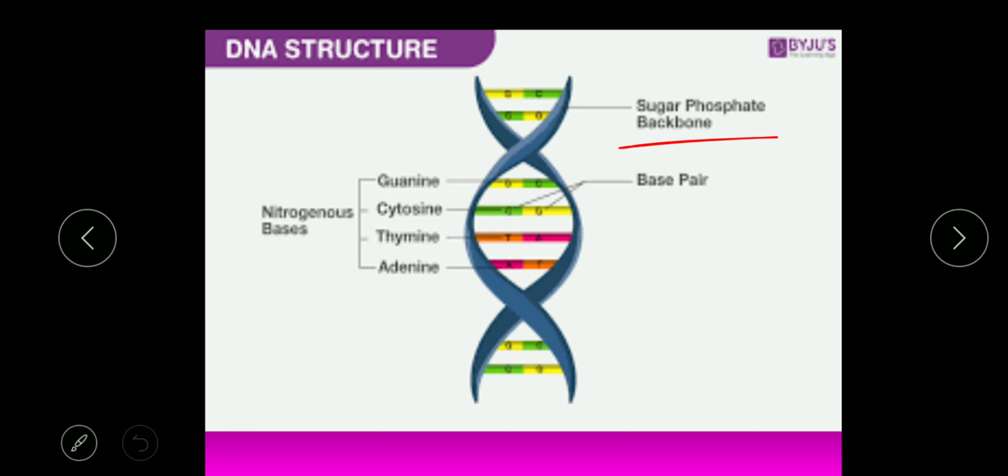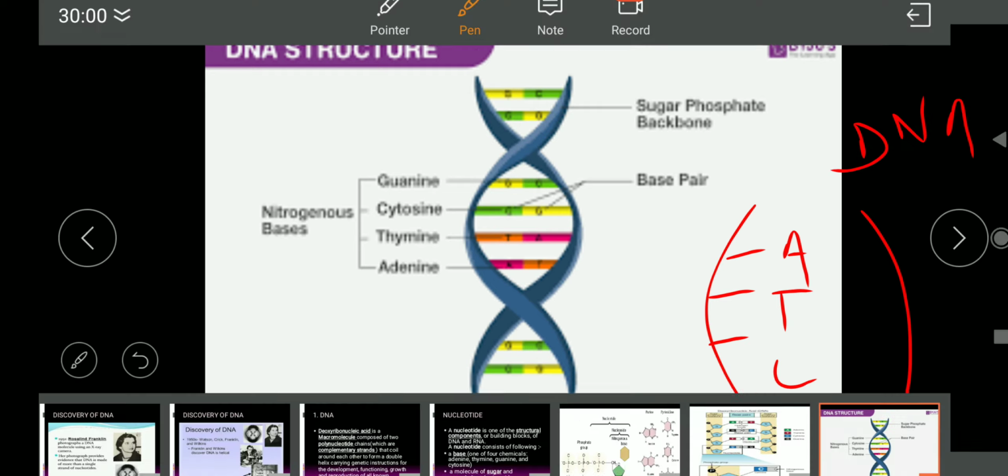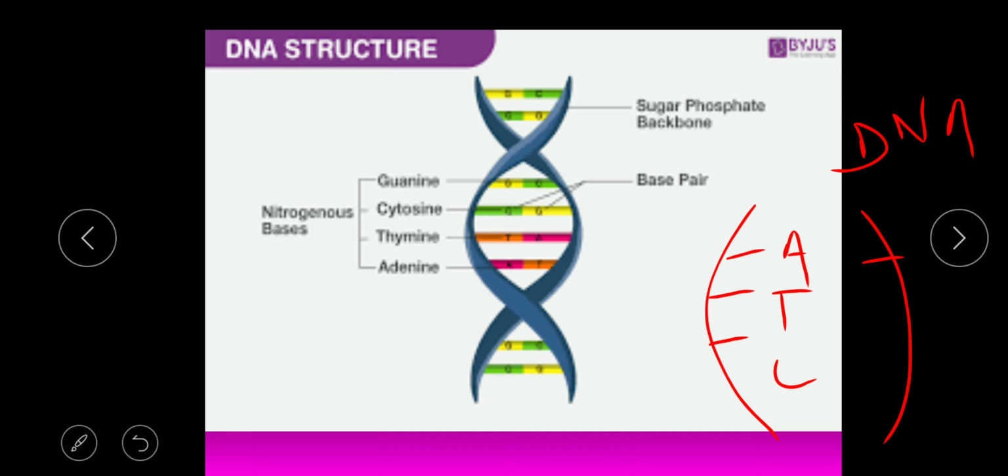Okay. Now this is again the simple structure. Sugar phosphate backbone is there, base pairing is there, G and C is there. Okay. 4 types of bases are there: adenine, thymine, guanine and cytosine. And if you know the bases of one strand, you can easily identify the bases of the other strand. For example, I am telling you A is here, T is here and C is here. So if it is DNA, tell me what should be the base over here on this strand in front of A. Obviously it is T.